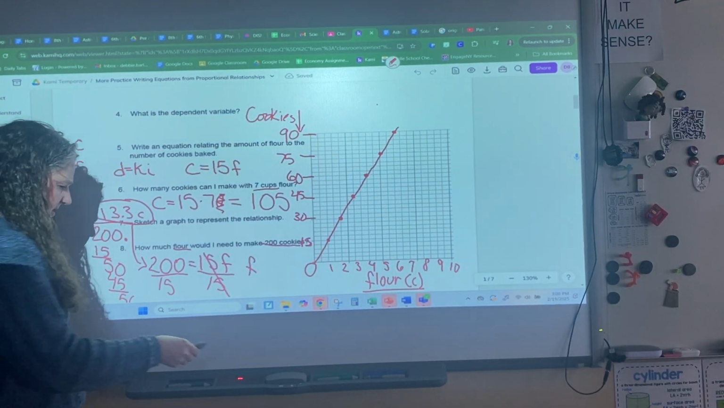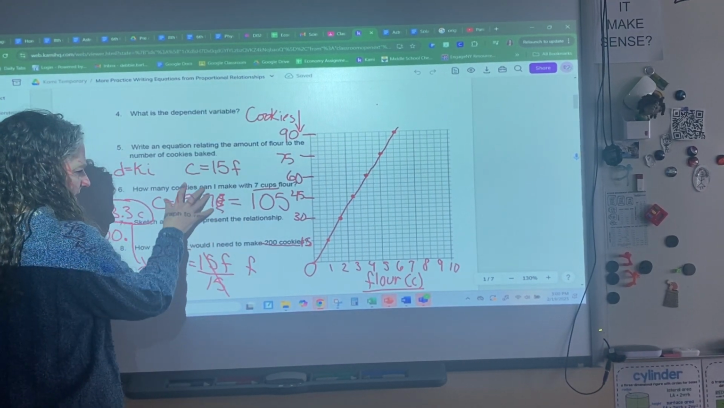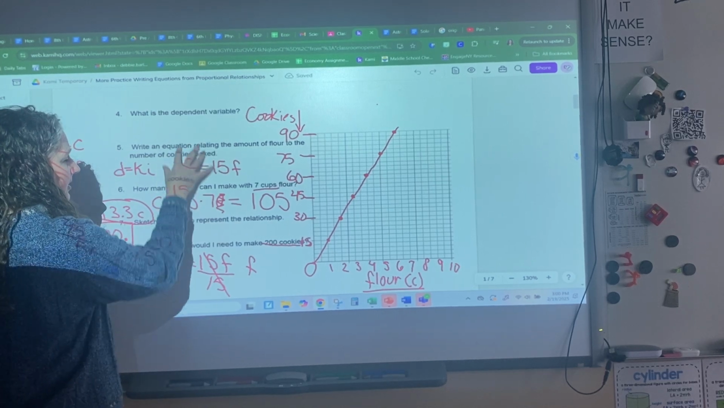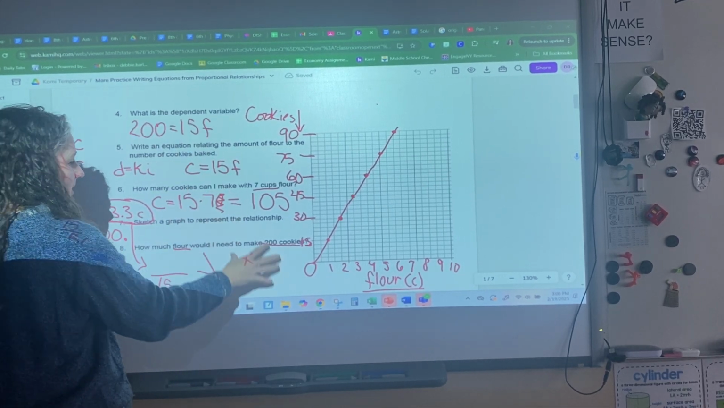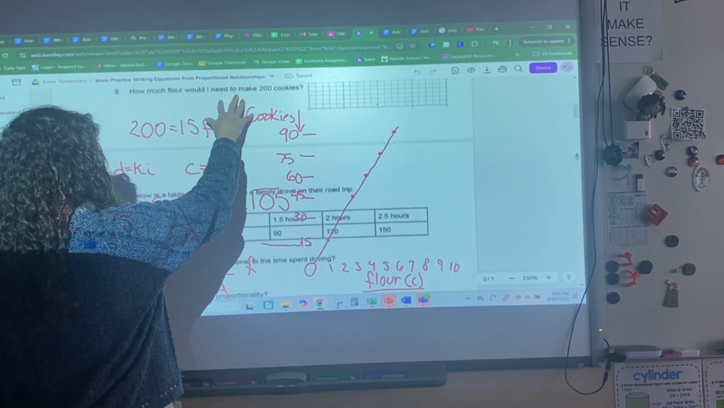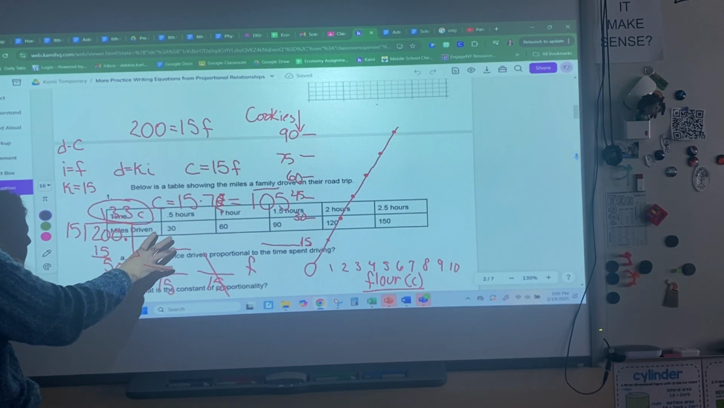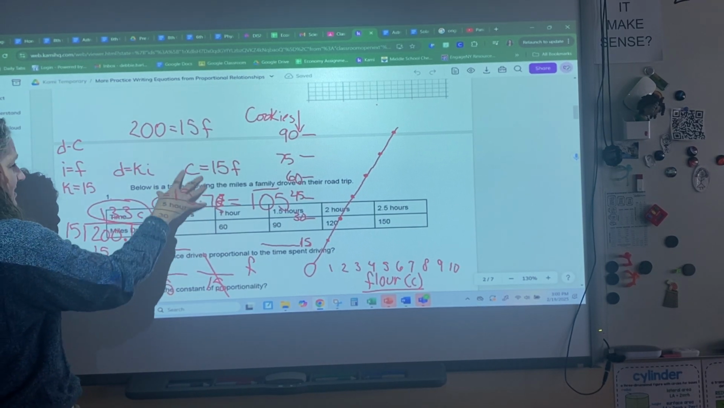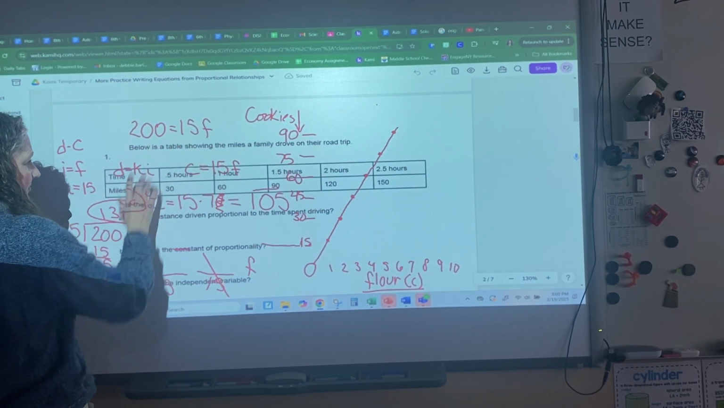Is there another example we need to do, or are you good? No, the rest of you are on your own. These are all pretty much the same format.